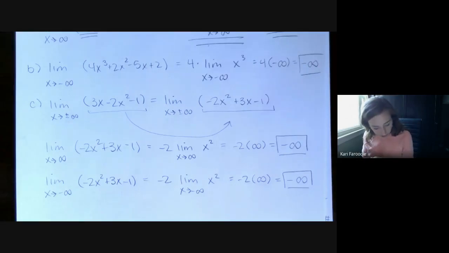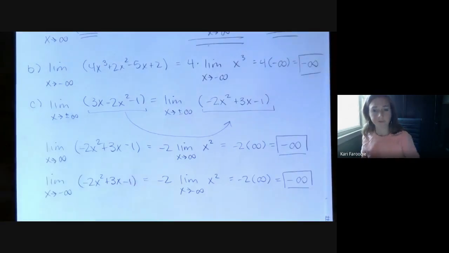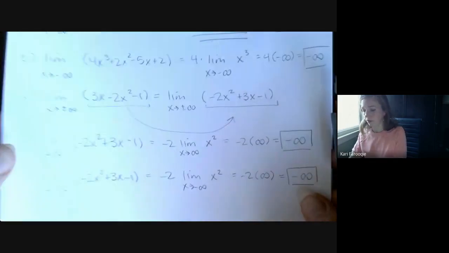Let's apply this to rational functions. Before I do that, does anyone have a question on the polynomials? So the rationals are super similar. Remember that a rational function is just the quotient of two polynomial functions.